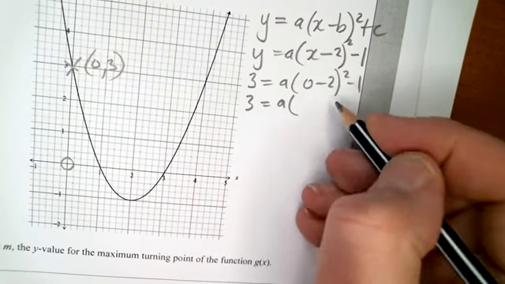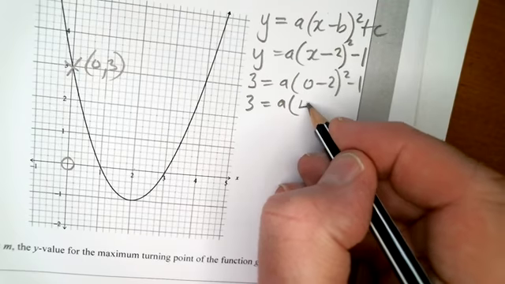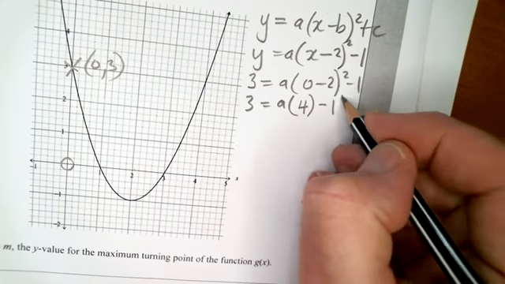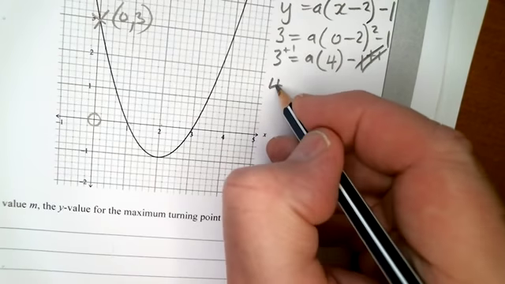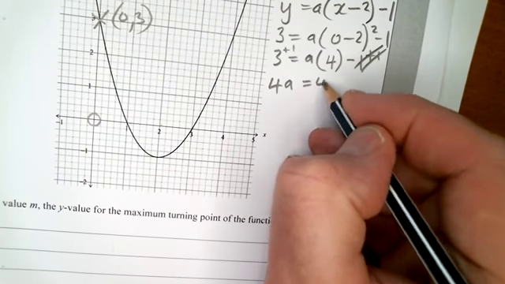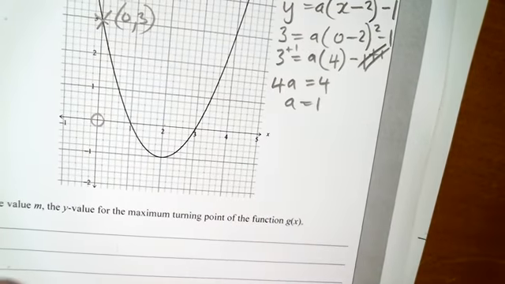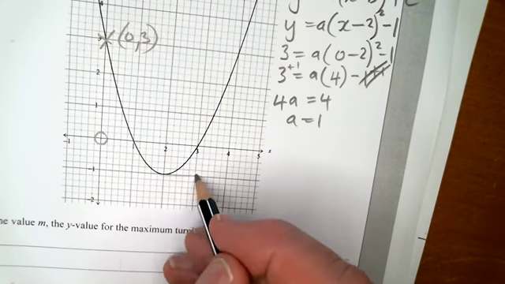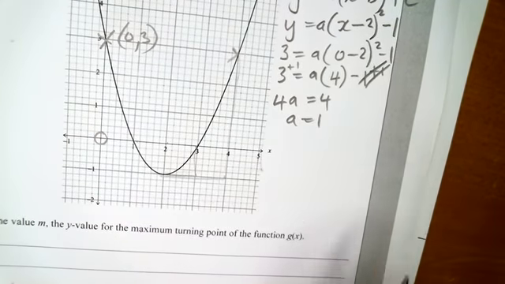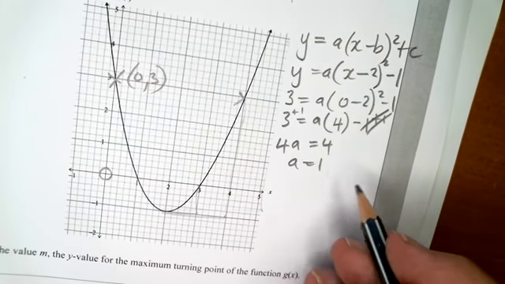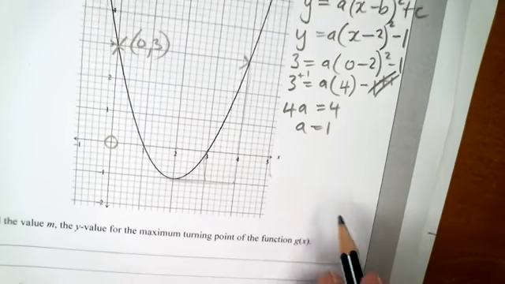So it's a times negative 2 squared, which is 4, minus 1. So I'm going to add 1 to both sides. There it is. So I've got 4a is equal to 4, so a is 1. And you can see that's the case anyway. It goes 1 along, 1 up, 2 along, 4 up. So 3 along must be 9 up. You could have done that without going through that rigmarole. But anyway, we've got an equation now, which is rather nice.